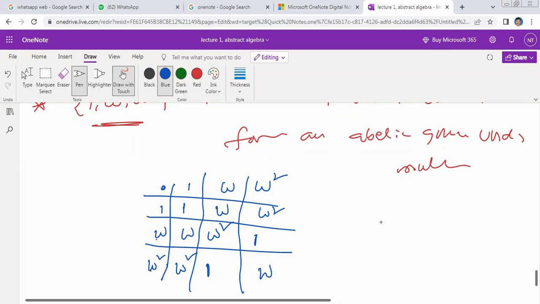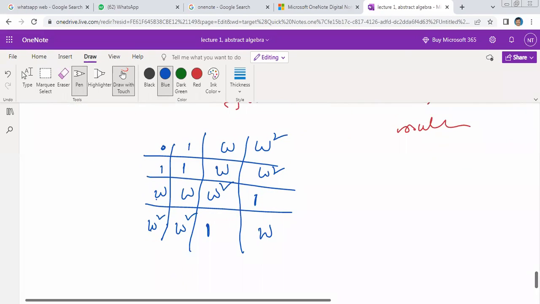Does it form a group? Yes, sir. Yes, it forms a group.